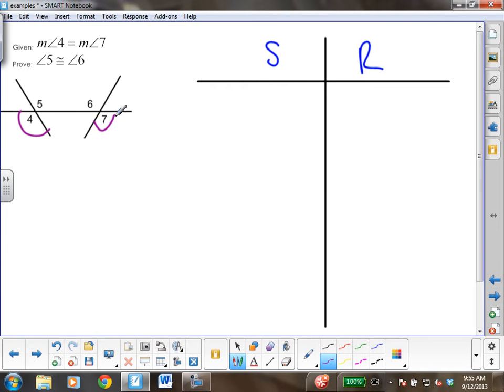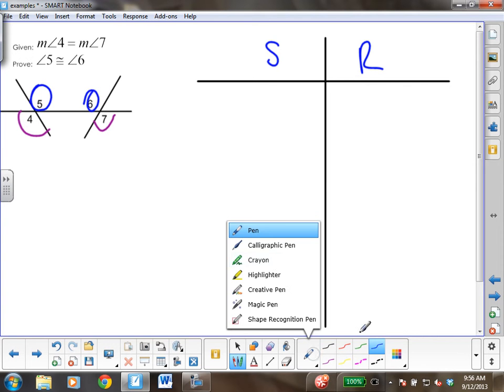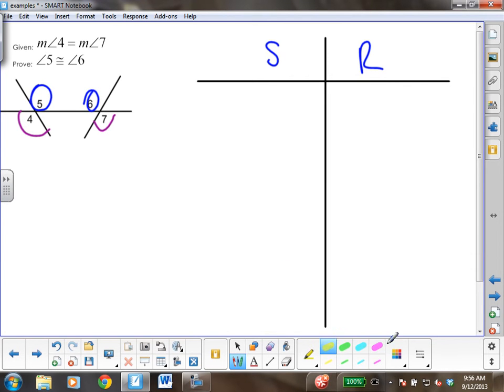4 is congruent to 7, so that means that 4 and 5 have to be congruent because they are vertical angles, and 7 and 6 also have to be congruent because they're vertical angles. So if 4 is congruent to 5, and 7 is congruent to 6, and 4 and 7 are also equal, that means that 5 and 6 have to be the same.